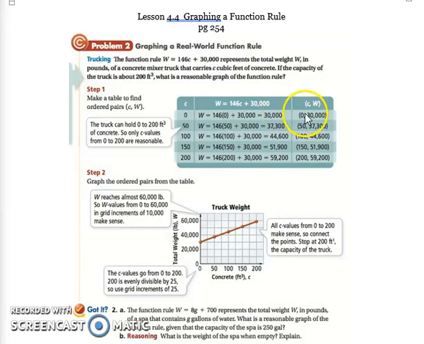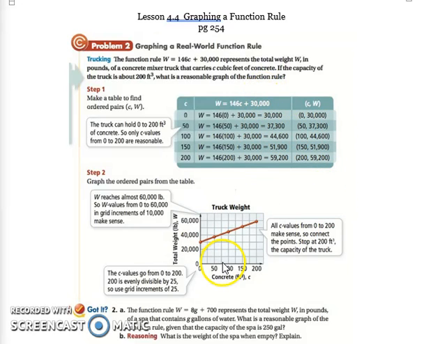And then when you put 0 into this equation, here's your equation right here. When you put 0 in, this becomes 0, so it's just the truck itself, 30,000. If you put 50 cubic feet of concrete, 50 times 146 plus 30,000 gives you 37,300. So 50 cubic feet of concrete is going to give you 37,300 pounds. And you just keep doing that. Plug that into the same equation and see what you get.